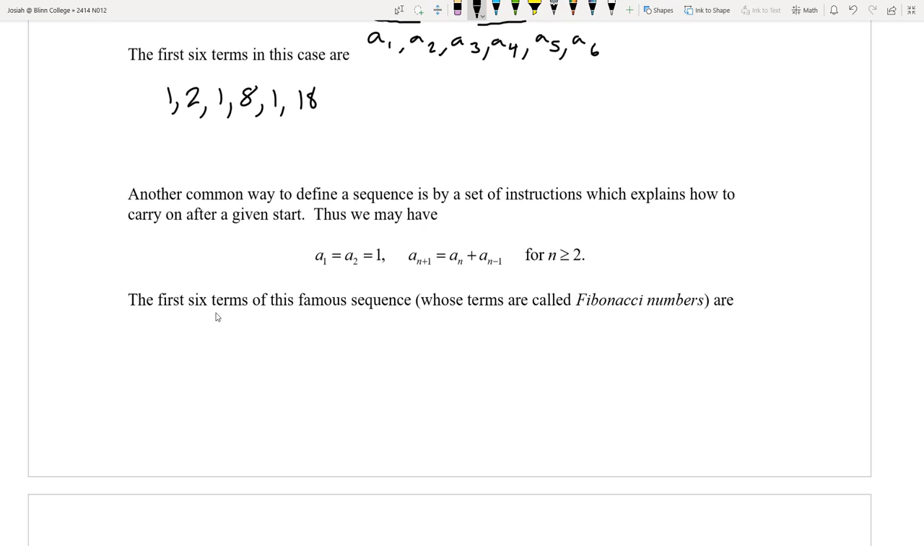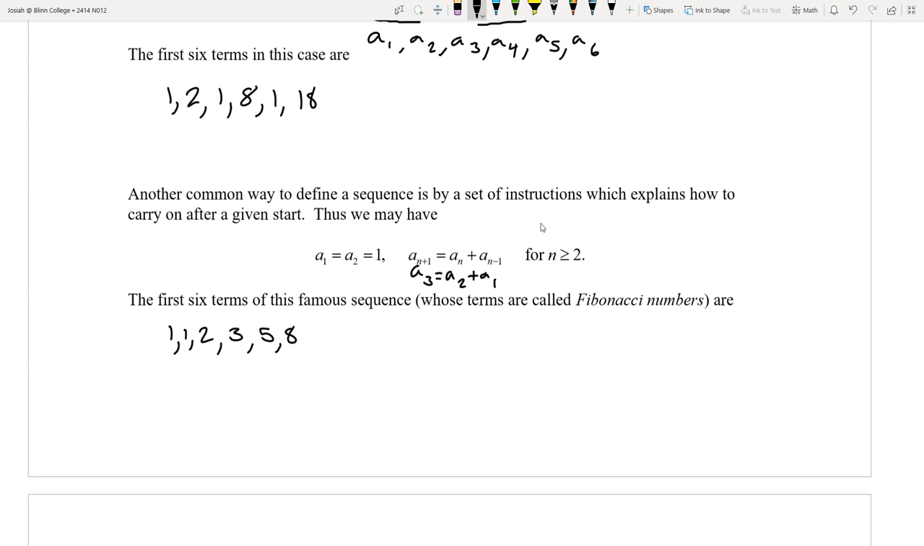So for instance, the Fibonacci sequence here, we'll figure out the first 6 terms. We've got a sub 1 and a sub 2 are both 1. And then we've got a sub 1 and a sub 2. We're figuring out a sub 3. So n equals 2. So a sub 3 would be equal to a sub 2 plus a sub 1. It means we add the previous two terms together, and then again, and again, and again.